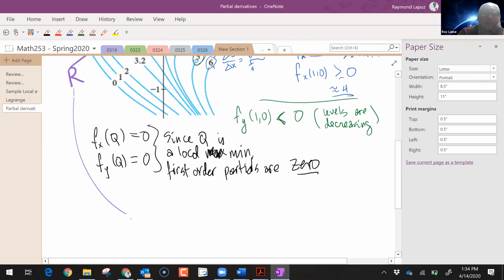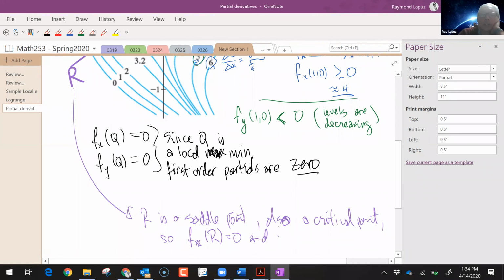So R is a saddle point, also a critical point. So Fx at the point R is equal to 0, and Fy at the point R is also equal to 0.